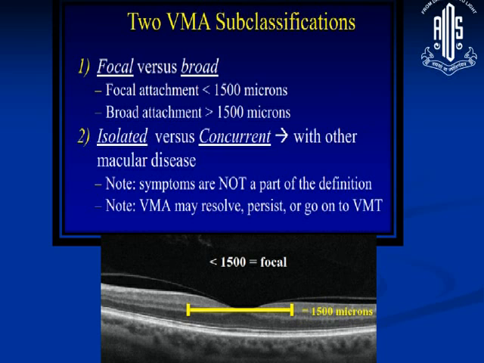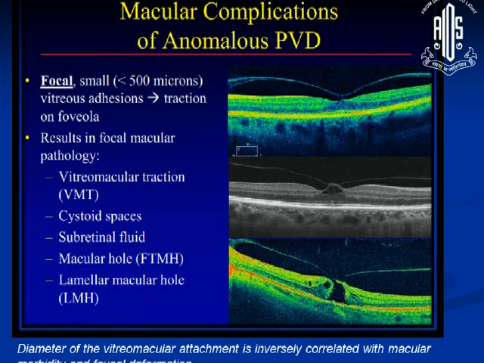It could also be classified as isolated and concurrent. What it means is that a concurrent one will be associated with other retinal abnormalities. As I told, the focal is associated with less than 1500 microns, so it results in a focal macular pathology in the form of VMT. There could be associated cystoid spaces and subretinal fluid, and as I told, these are all the structural changes which occur. The diameter of the vitreomacular attachment is inversely correlated with macular mobility and foveal formation, meaning the degree of attachment certainly correlates with the structural changes which occur in the macula.